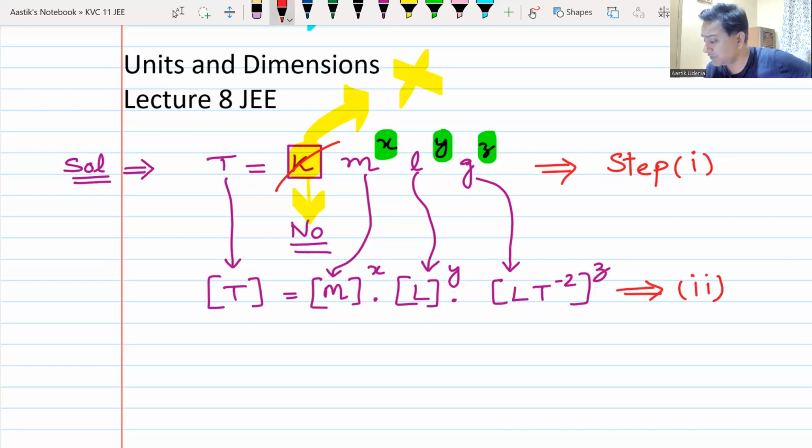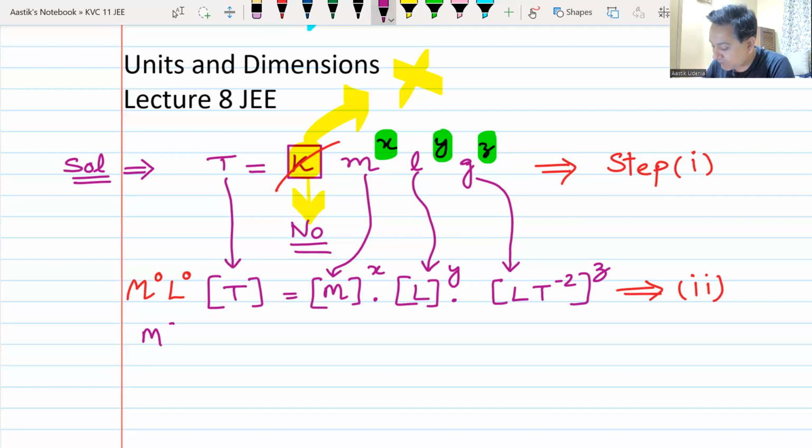Now what should be my step number 3? Trying to make them equal. Here on the left hand side I only find t, so what I will write is I will write m raised to the power 0, L raised to the power 0, so that they look same. On this side I also have some terms of mass, and on this side I also have some terms of mass. So now what do I do? I write it like this.